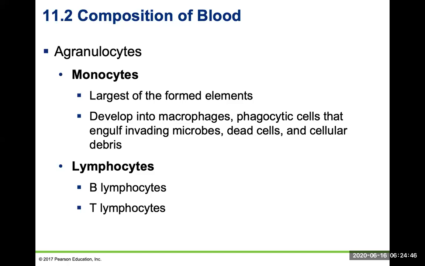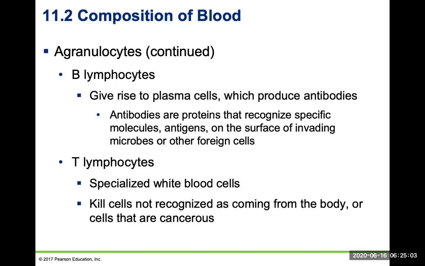Monocytes are the largest of the formed elements, and they're a type of agranulocyte. They develop into macrophages, phagocytic cells that engulf dead cells and cellular debris. So they engulf anything foreign. And lymphocytes, there are 2 classes of lymphocytes, B and T. B lymphocytes give rise to plasma cells, which will produce antibodies. And an antibody is a protein that recognizes a specific molecule, an antigen, on the surface of anything invading or foreign in the body. So antibodies will recognize something that's foreign.